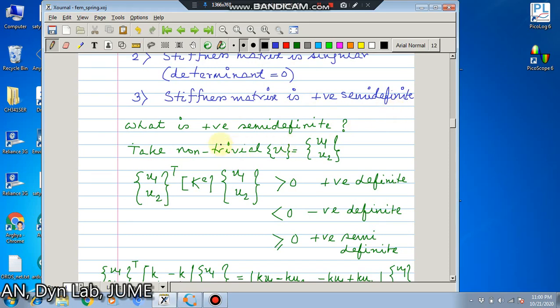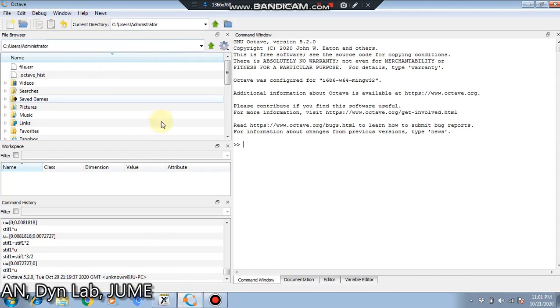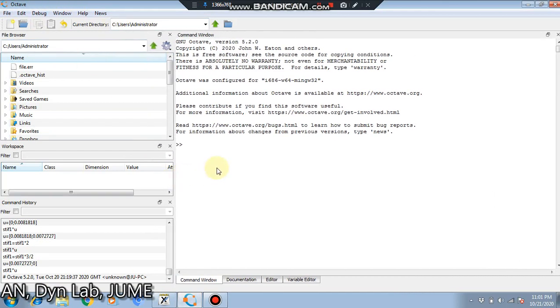In this class, we will be frequently using Octave. This is the first screen of Octave, and you know Octave is open source software by John W. Eaton and others, which has almost 99% the same syntax as MATLAB. I do not know whether it is exactly 99 or not, but it is almost the same as MATLAB, and it is open source, so you can easily download it. But it has far fewer modules compared to MATLAB. But you can always do the basic computations in Octave, and you can write code in Octave just like in MATLAB.